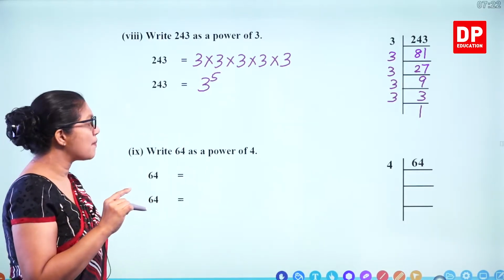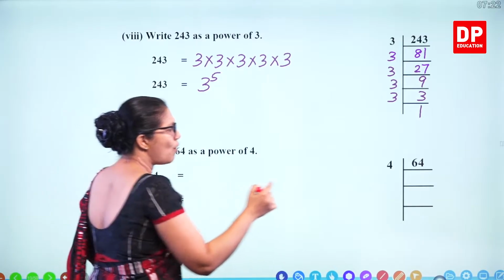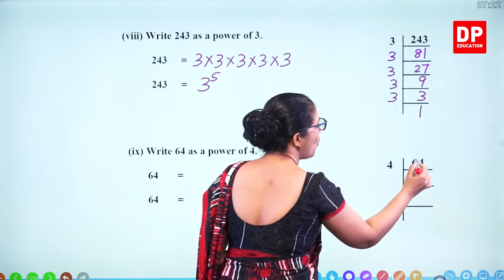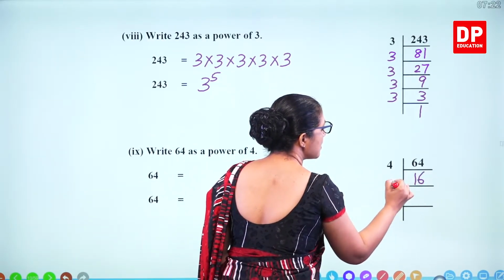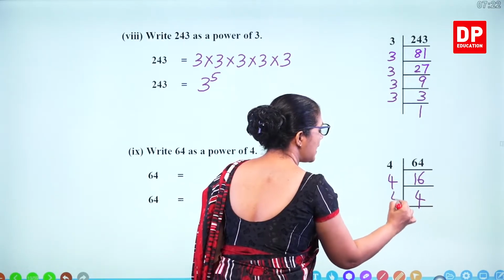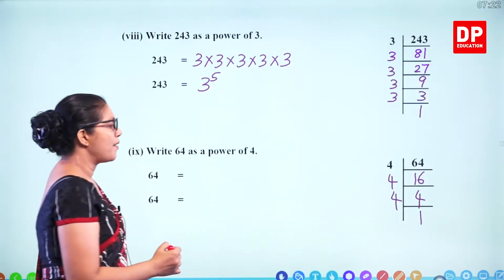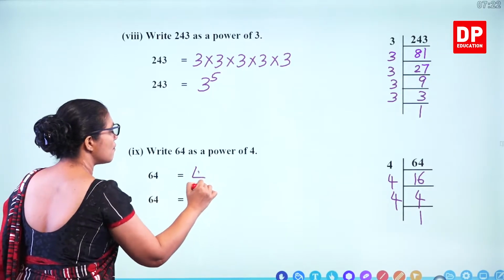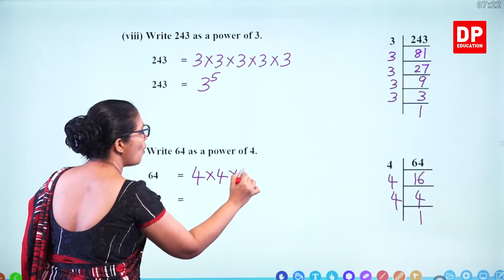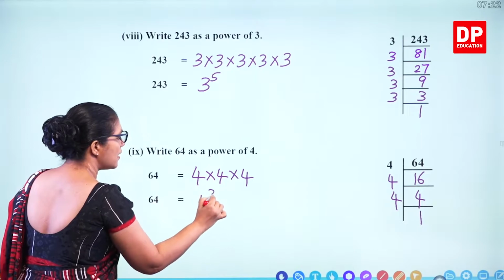Write 64 as a power of 4. Divide by 4. 4 times 1, 4. 24, that's 6. 4 times 4, 16. And then again 1. 4 three times. 4 times 4 times 4. 4 to the power of 3.